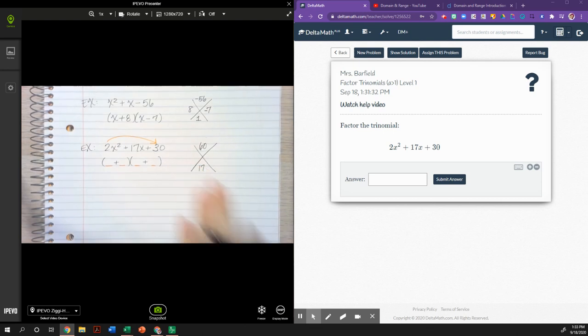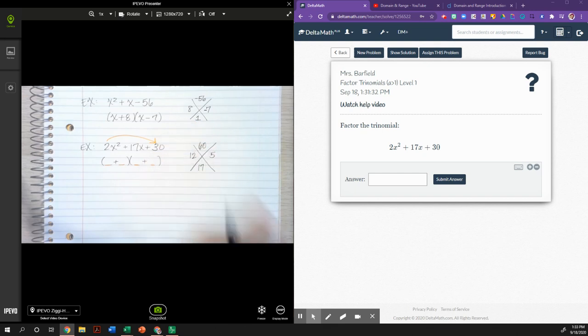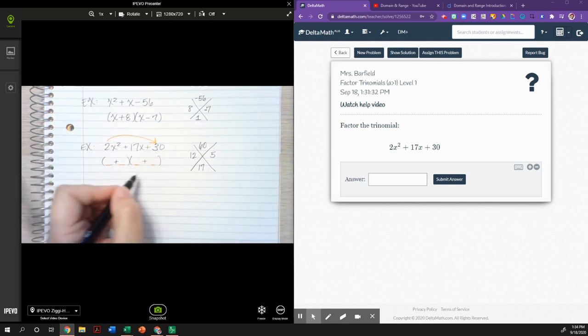Now I need a multiplication problem for 60. So two numbers that multiply to give me 60, and those two numbers should add up to be 17. So that's going to be 12 and 5. Because we multiplied by 2 to make that happen, we at some point have to undo that multiplication. So we undo that with division. Because we did 2 times 30, we're going to have to undo that process.